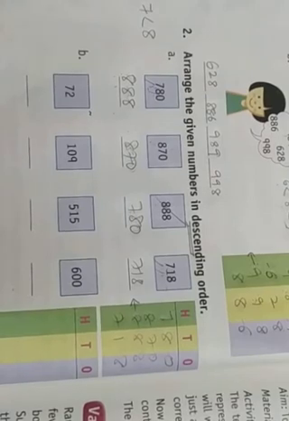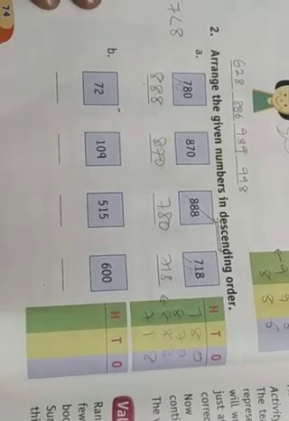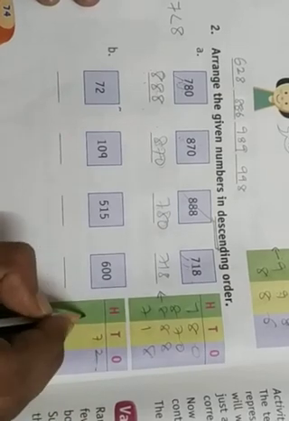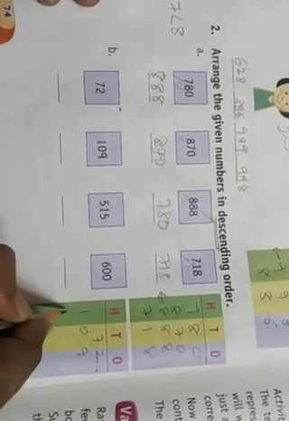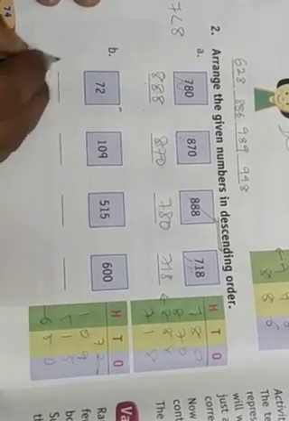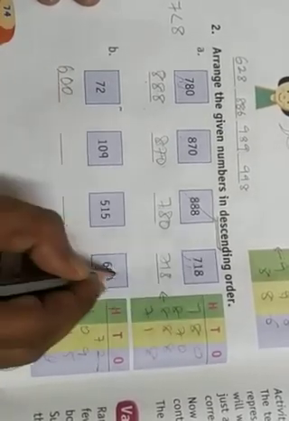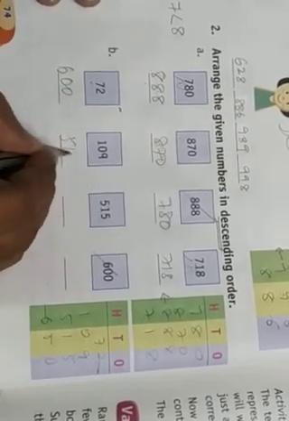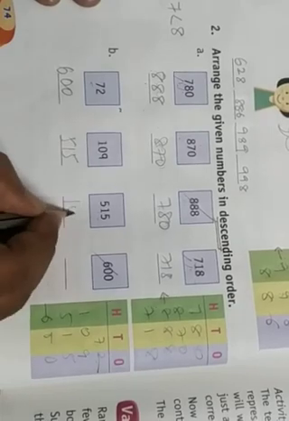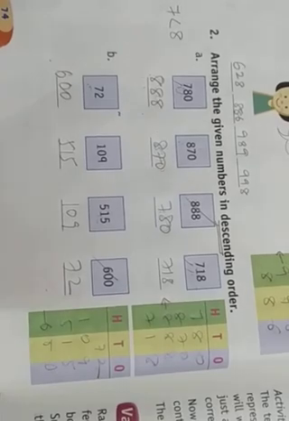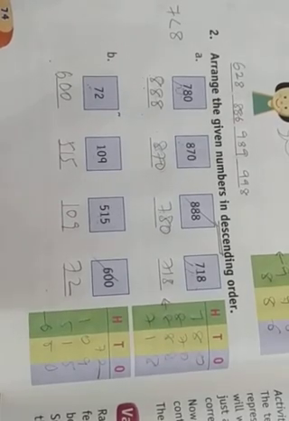Okay, clear? Next, we have to do this activity again. 72, we'll write 72 from the tens place. Then 109. Then 515. Then 600. Of course 600 is the bigger number. First you write 600 and forget about it. Next, the biggest number is 515, and the next biggest number is 109. Then the next number is 72. Just arranging the numbers from bigger number to the smaller number is called descending order.